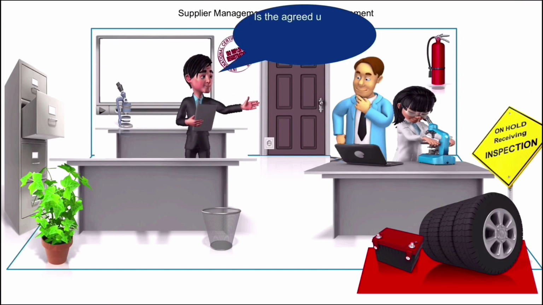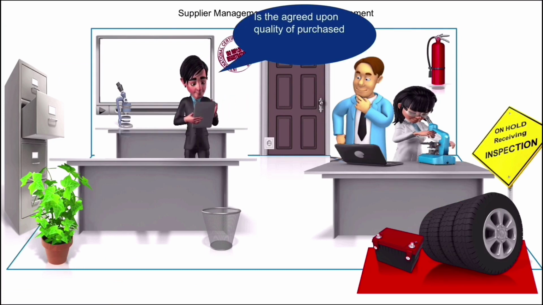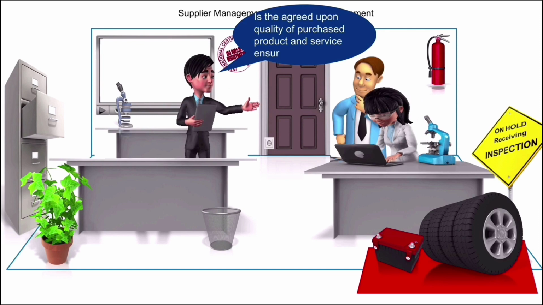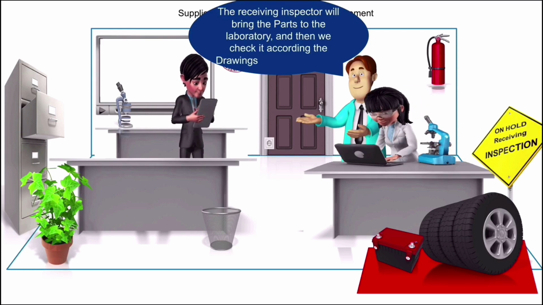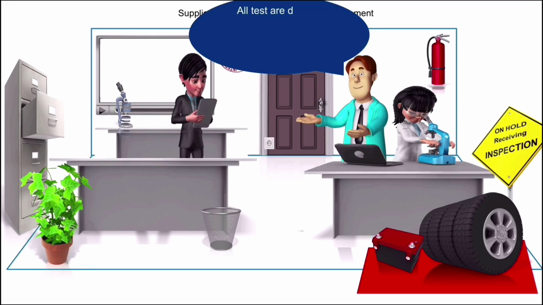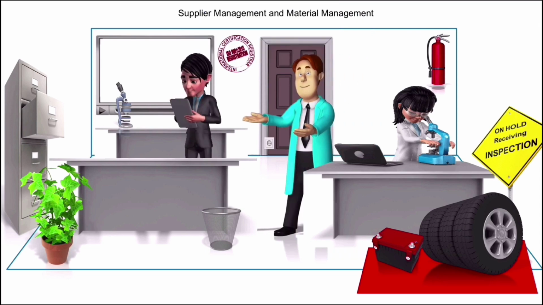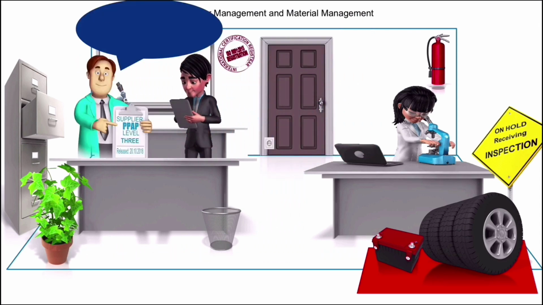Is the agreed upon quality of purchased product and service ensured? The receiving inspector will bring the parts to the laboratory, and then we check it according to the drawings and specifications. All tests are done in accordance with the AQL levels, and we use only calibrated measuring equipment. Here you can find all the evidence in the P5 files.